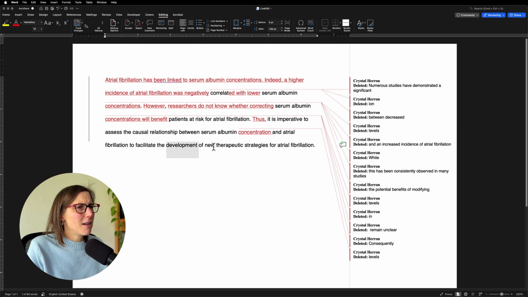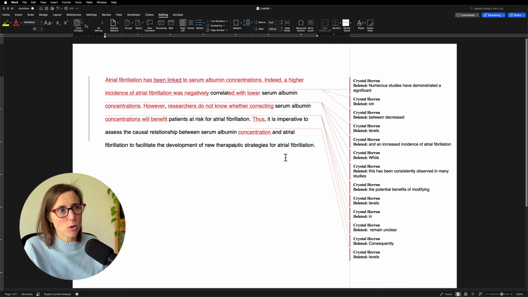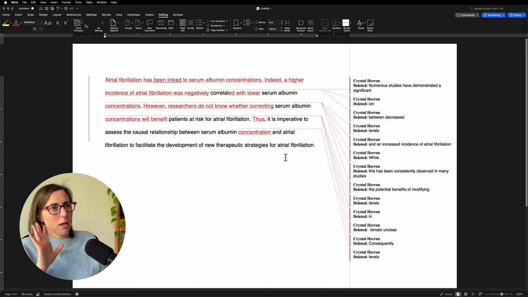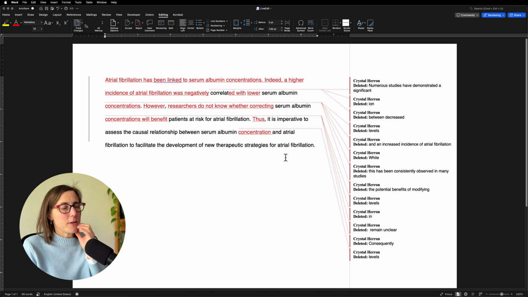Okay, and then we have new therapeutic strategies. So therapeutic, a lot of syllables. Strategies, a lot of syllables. There is some persuasiveness there, so we're going to think about that. And then we have for atrial fibrillation. So we're indicating what the strategies are for. Okay, so a couple of things I notice.